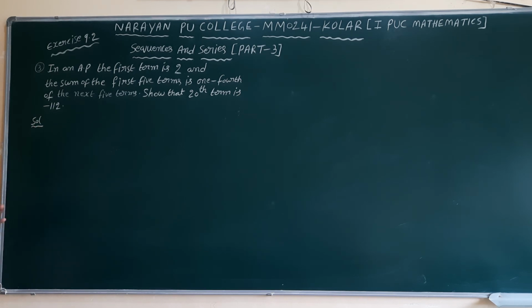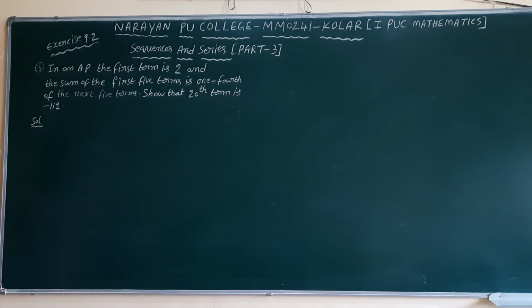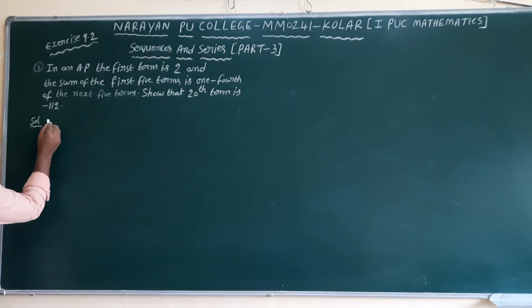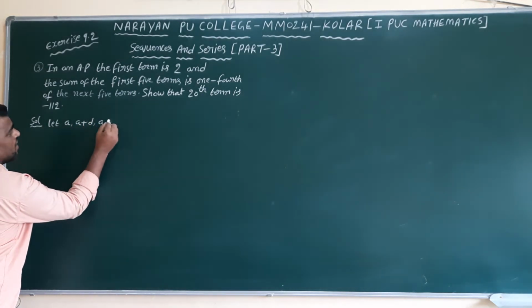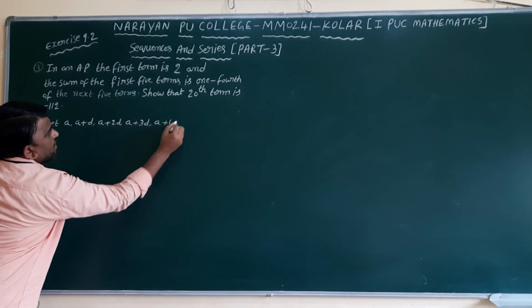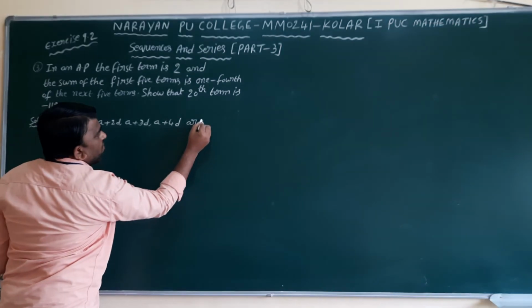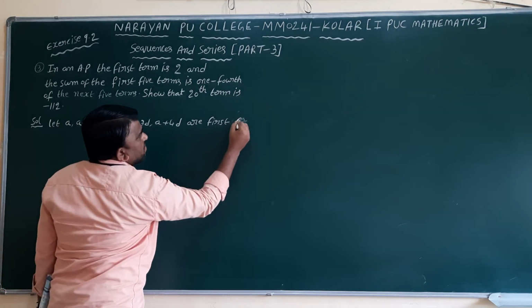So, what is given? In an AP, the first term is 2. First term is nothing but A, so the value of A is 2. And the sum of the first five terms is equal to 1/4 of the next five terms. First we take the first five terms and the next five terms. Let A, A plus D, A plus 2D, A plus 3D, A plus 4D be the first five terms of the AP.